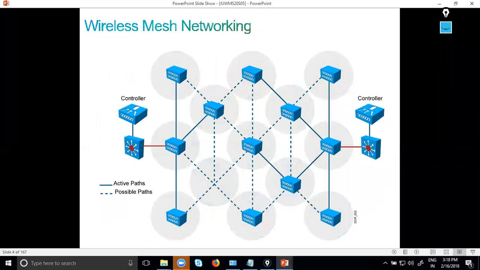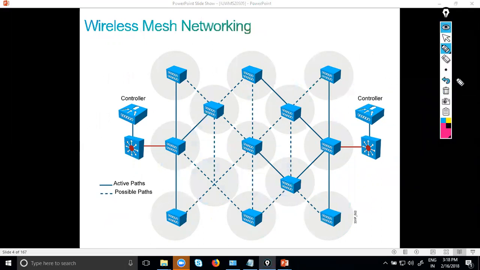Then we have the wireless mesh networking that we are talking about. We have two different buildings and two different access points connected to them. So we can say we can connect each other with the help of this wireless AP.